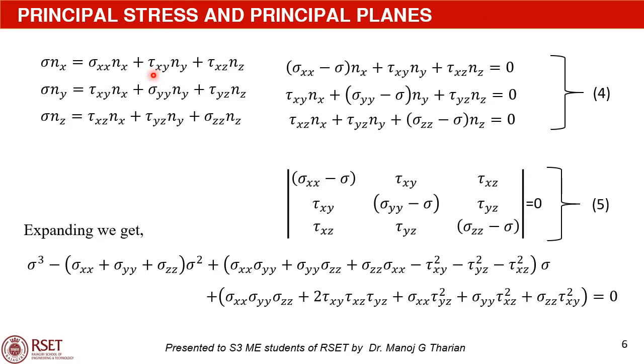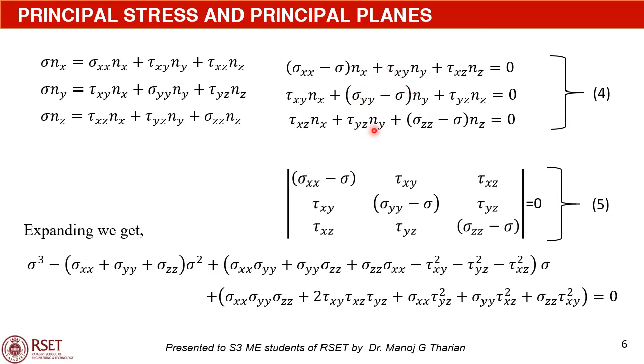Collecting all the terms onto one side, this set of 3 equations can be written as (sigma xx minus sigma) into nx plus tau xy into ny plus tau xz into nz equal to 0. The second equation will become tau xy into nx plus (sigma yy minus sigma) into ny plus tau yz into nz equal to 0. And the third equation becomes tau xz into nx plus tau yz into ny plus (sigma zz minus sigma) into nz equal to 0.